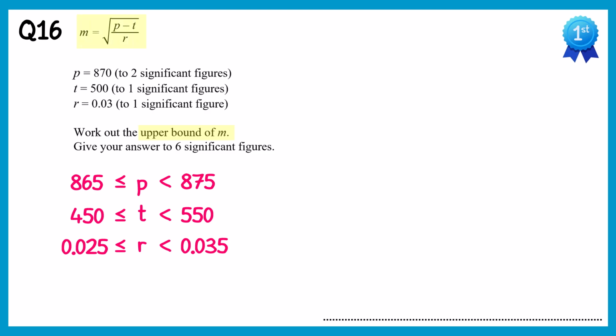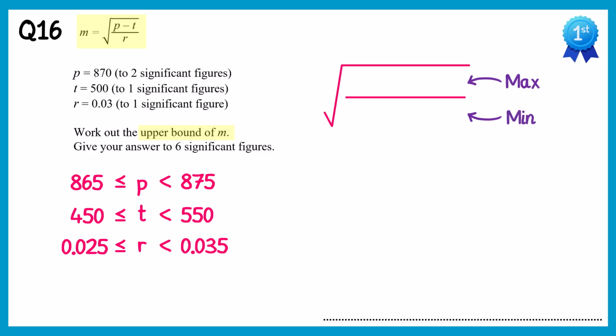Now if we look at the formula for m, it's the square root of p subtract t over r. So we're going to need to do the square root of some number subtract some number divide by another number. But we want to make m the upper bound, so we want it as big as possible. To make this as big as possible, we want to do the maximum number on the numerator here, but we want to divide by the minimum number here, since when you divide by a smaller number, you get a larger answer. Now the minimum one is quite easy because on the bottom of the fraction we just have r, and the lowest value for r is 0.025.